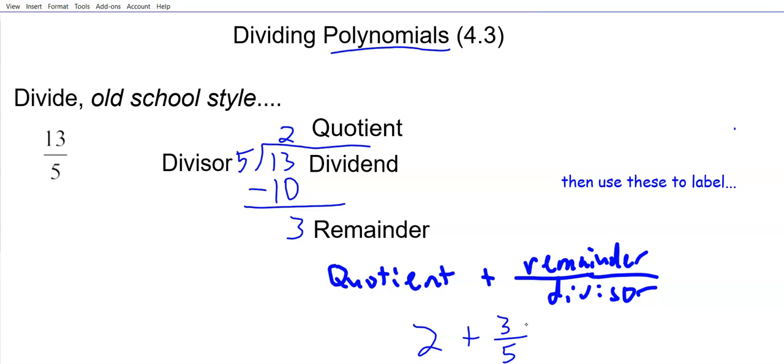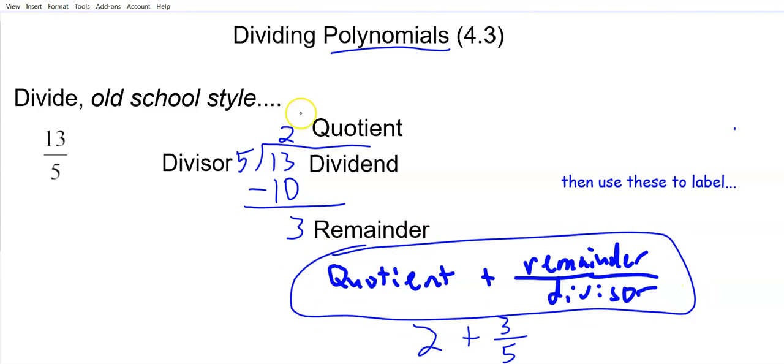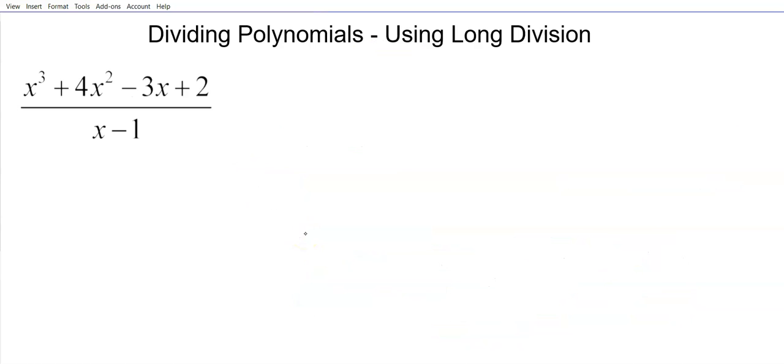But I want the answer written in this form, which is going to look a little different with polynomial division, but that's the answer. Definitely write this down. Quotient plus remainder divided by divisor. Quotient, what you get. Remainder, you're going to have a remainder sometimes. We're going to do that.